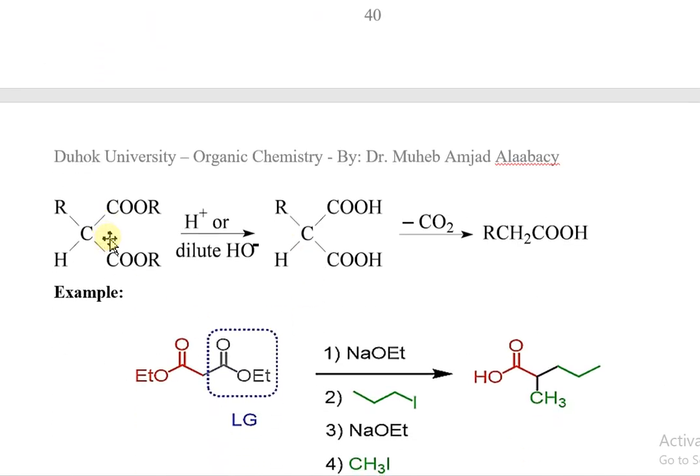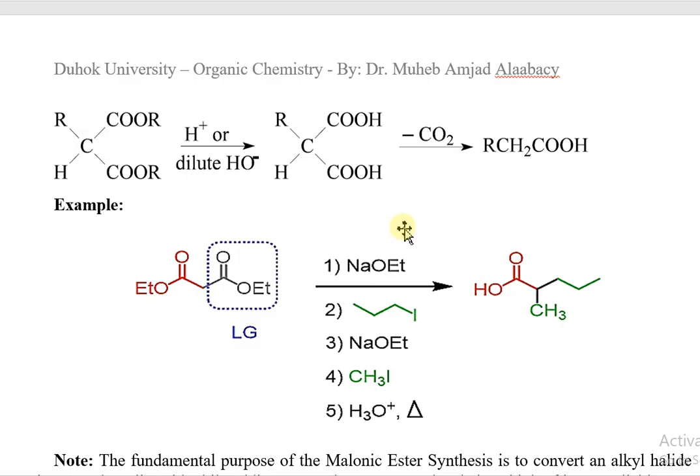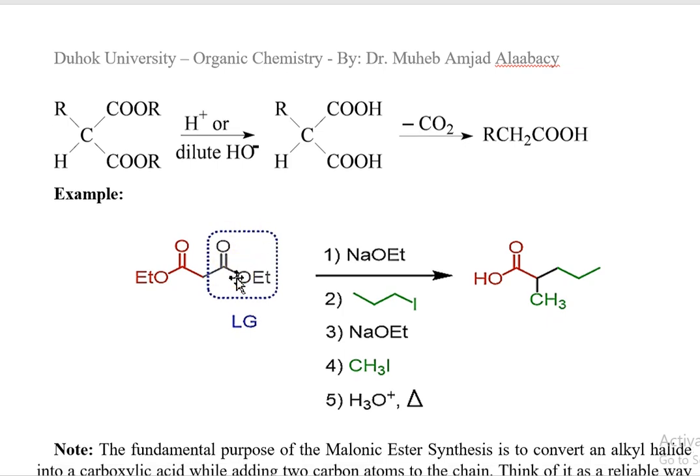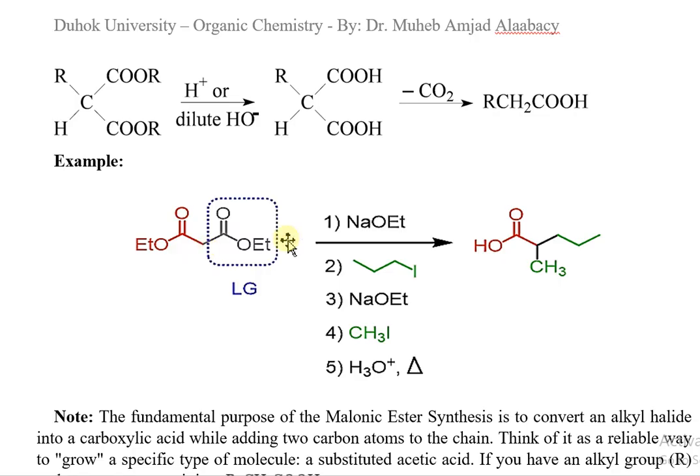If you look here, by using dilute acid or base, the ester can be hydrolyzed to carboxylic acid. The carboxylic acid can then undergo decarboxylation to give you a carboxylic acid derivative. So one of these groups will leave this structure, for example, this one will work as a leaving group. By using base, we have a carbanion that reacts with alkyl halide to give you a three carbon atom chain.